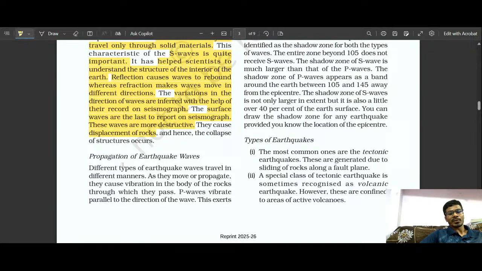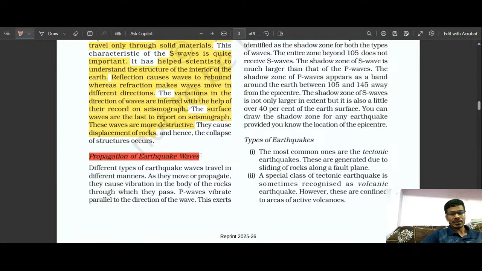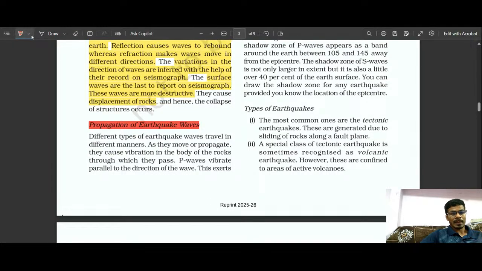Now moving ahead, the propagation of earthquake waves. How do they propagate? Different types of earthquake waves travel in different manners, as we just read. As they move or propagate, they cause vibration in the rocks through which they pass.